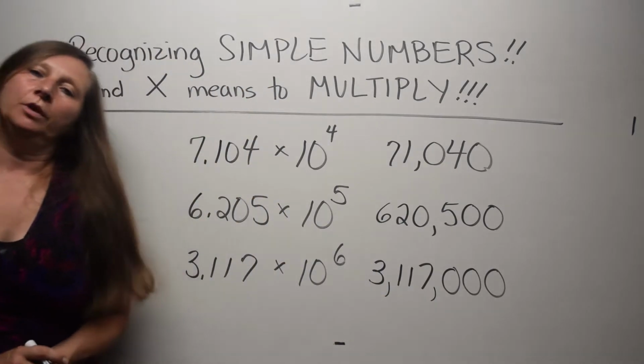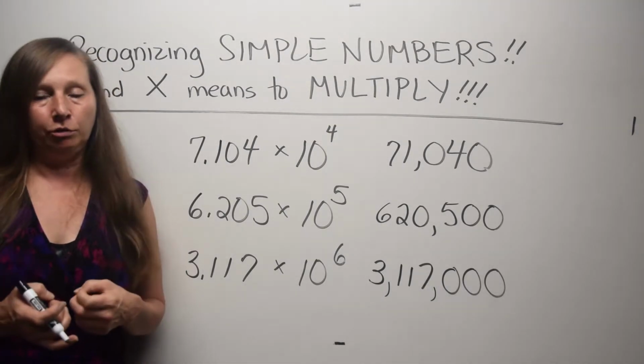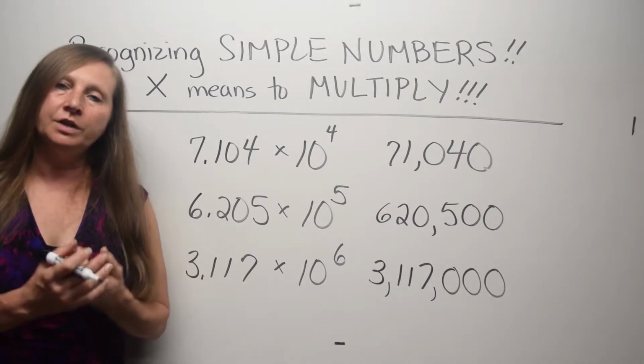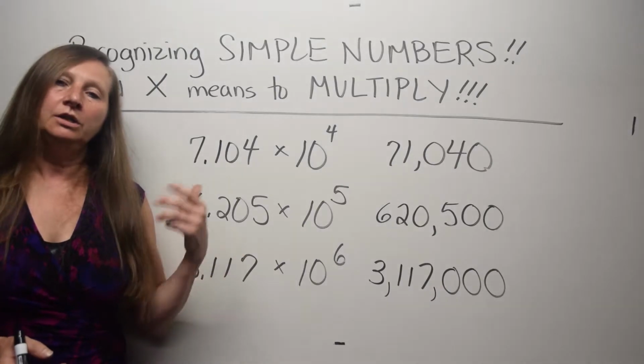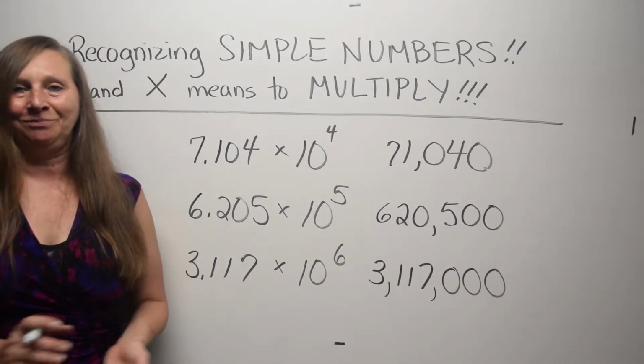So I hope you will start to recognize 10 to the 0 through 10 to the 6th for what they really are, for the numbers that they truly represent. And that will make your scientific notation to decimal conversions a lot easier and more intuitive.